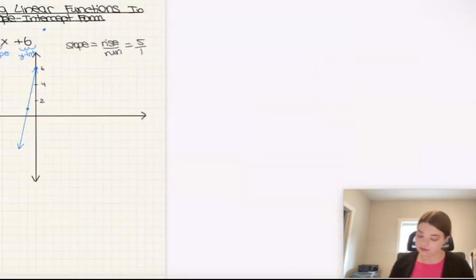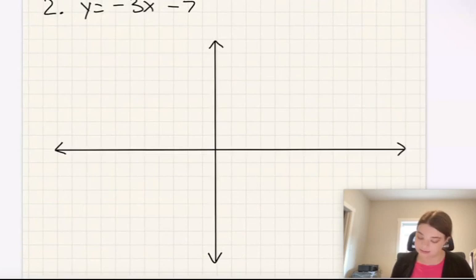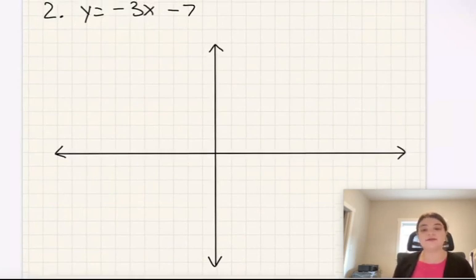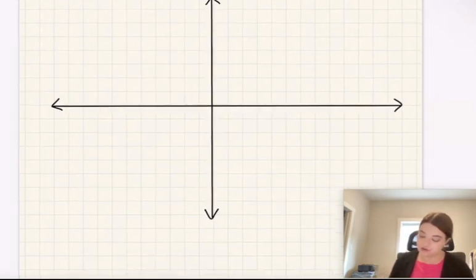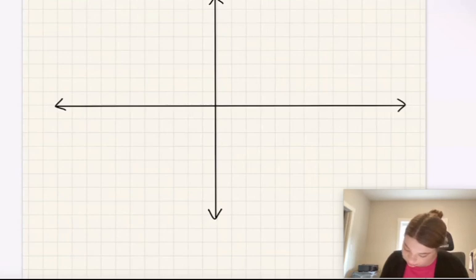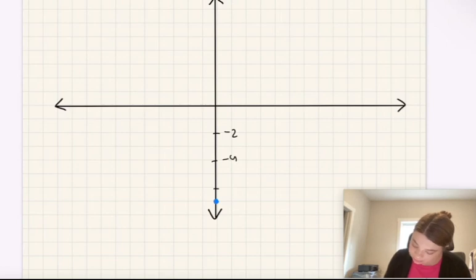All right, let's do 3 more examples. This next one is y equals negative 3x minus 7. First things first, what is our y-intercept? Our y-intercept is negative 7. So my first point is going to be negative 7: 1, 2, 3, 4, 5, 6, 7, right there. And I will label my graph negative 2, negative 4, negative 6 like that.